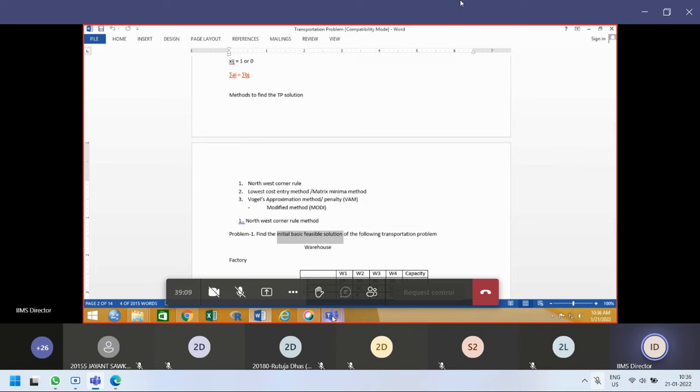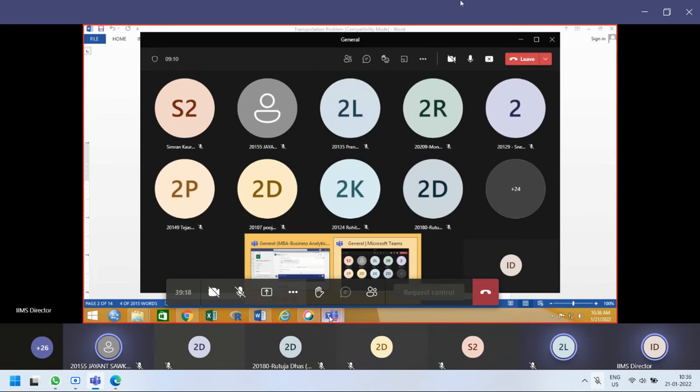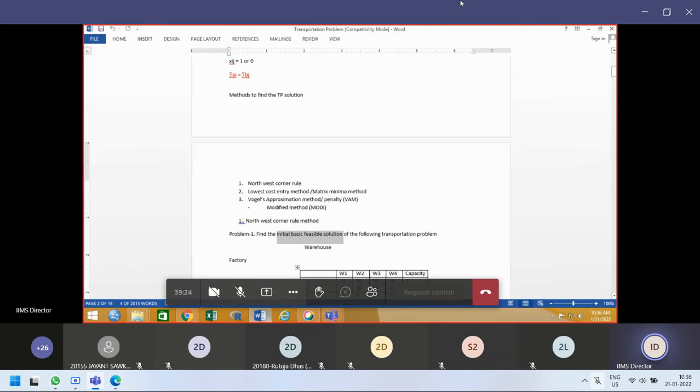Are you with me? Once again I am repeating. The first two methods, which are they? The northwest corner rule method and lowest cost entry method. The first two methods give the basic feasible solution. Also it is called initial basic feasible solution. Also someone can say a feasible solution only, right?